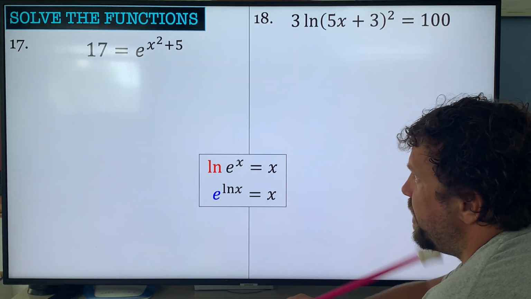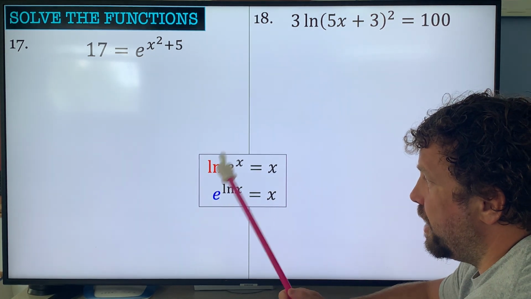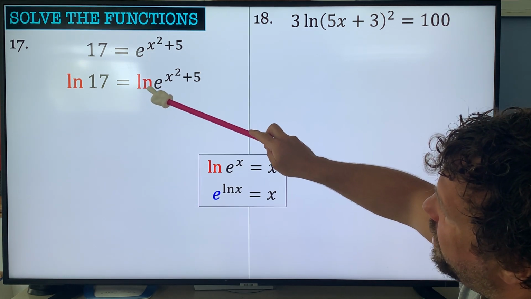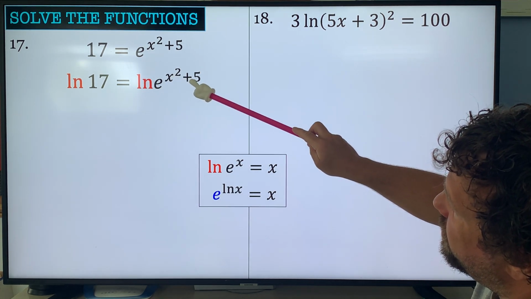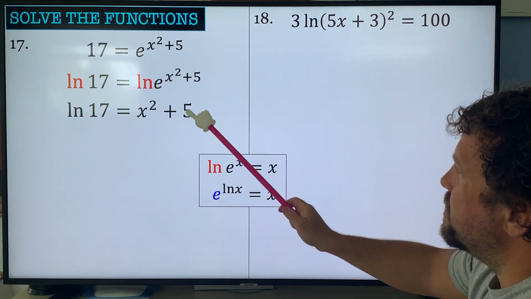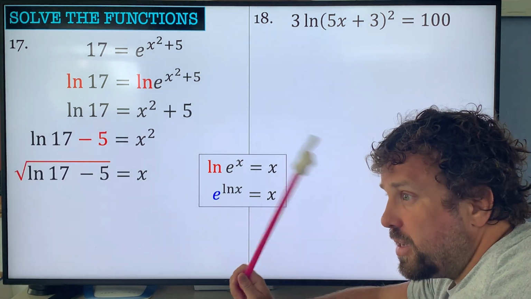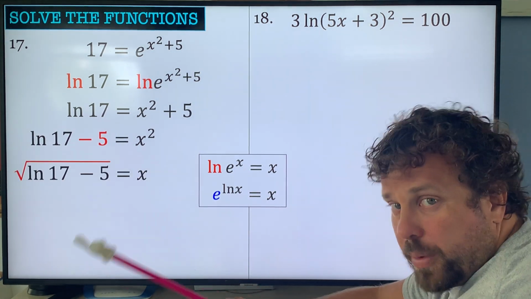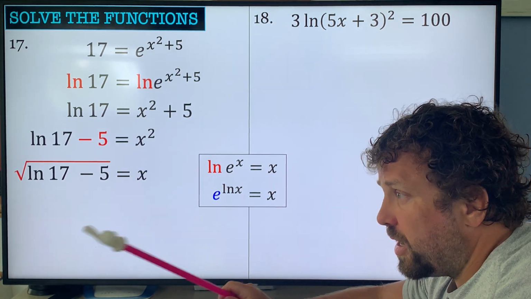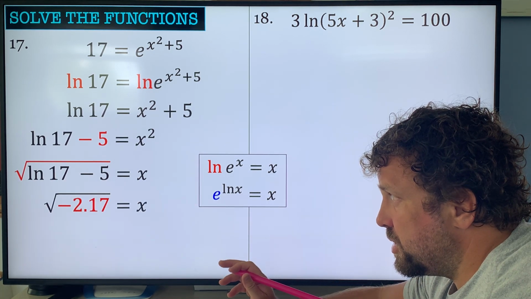All right, so to get rid of the e, you have to multiply it by a ln. So, natural log 17 equals, now ln e to the x squared plus 5. Cancel those out. Left with x squared plus 5. Subtract 5 from both sides. Square root both sides. Now, in your calculator, you hit second x squared, open parentheses, ln button, 17 minus 5, close parentheses. Boom. And then it gives you an answer.